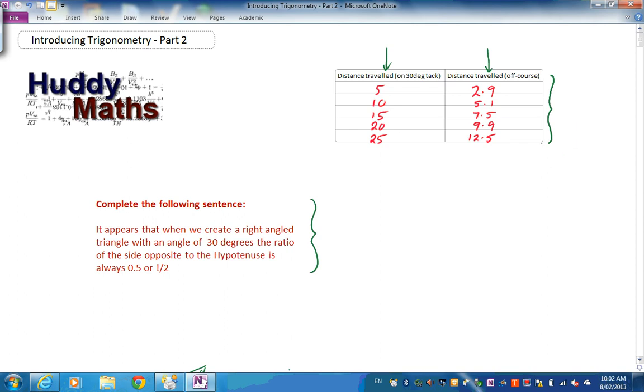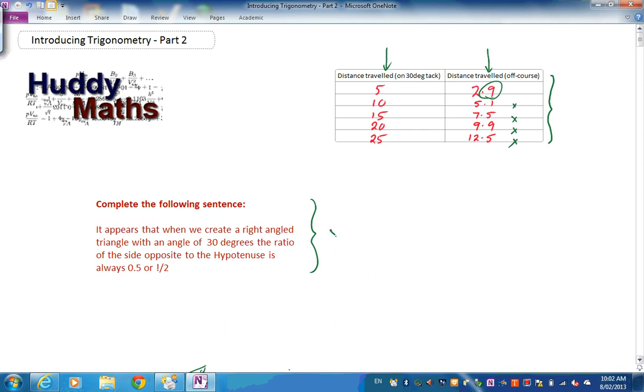Half of 5 is 2.5, 2.9, might have made a bit of a slip there. Half of 10 is 5.1, that's pretty close. 15, 7.5, 20 is about 10, 25 turned out exactly right. So I might have made one little mistake there, I suppose you did too. But what did we find?